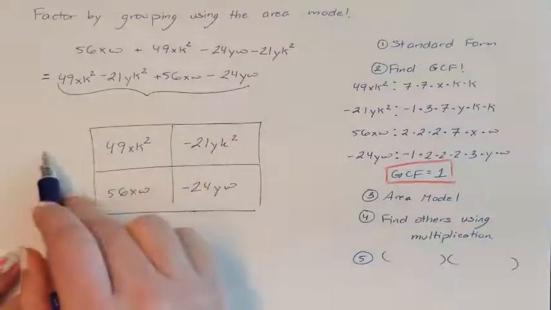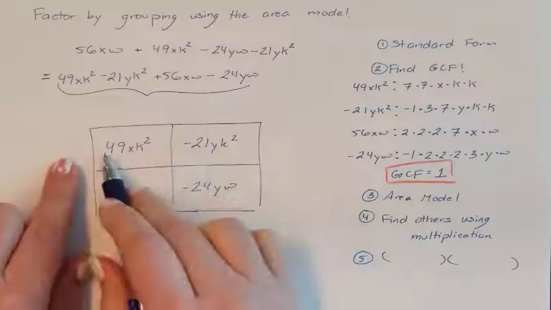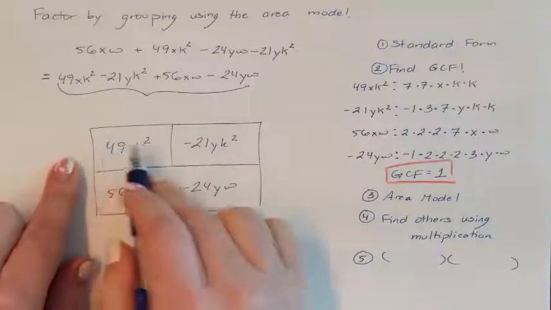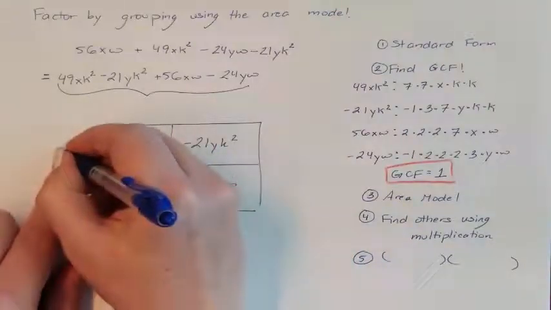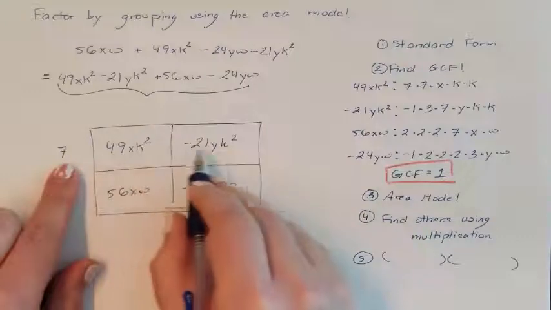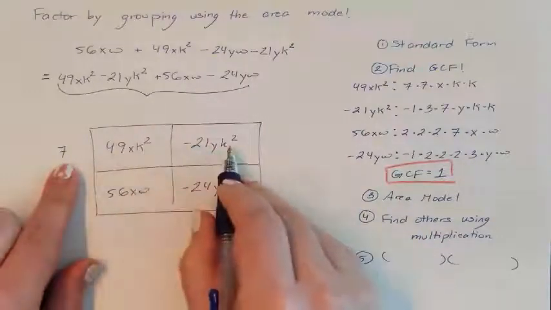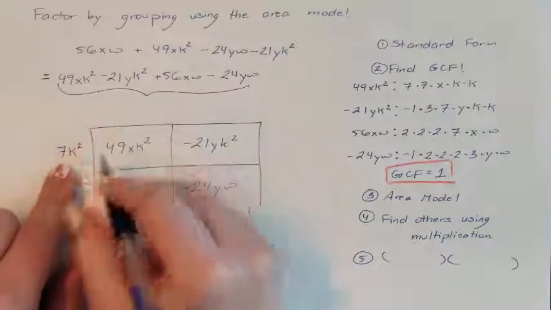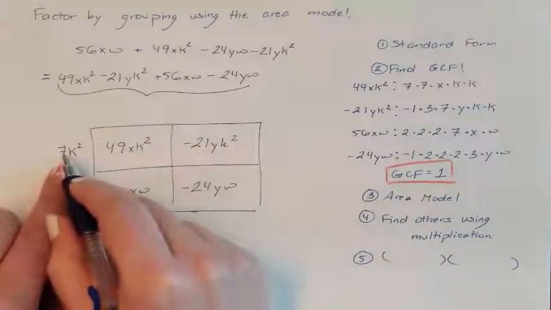Now we have to try and find the GCF of the top. So 49 and a negative 21. 49 and 21 have the largest number of 7 in common. They do not have anything in common with x's. They do have k's in common. They both have k squared. So 7k squared is going to be what this top row has in common.